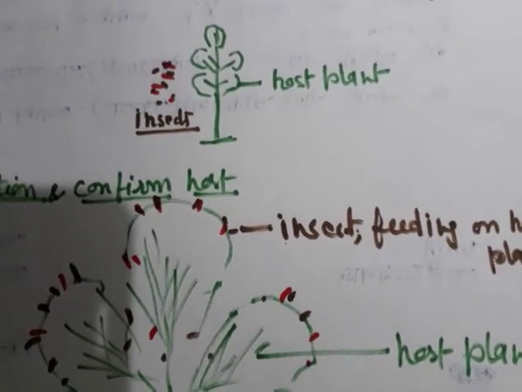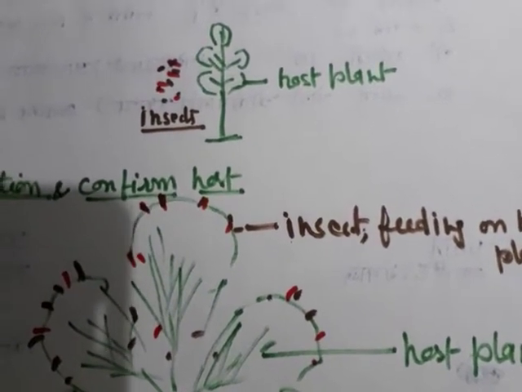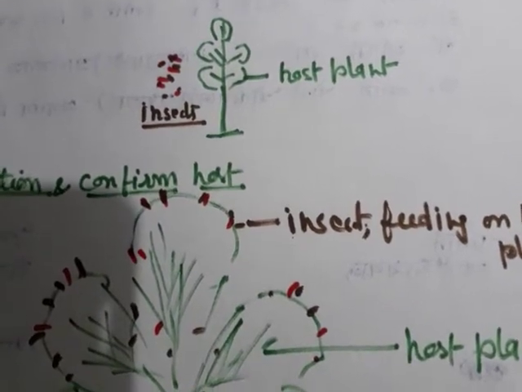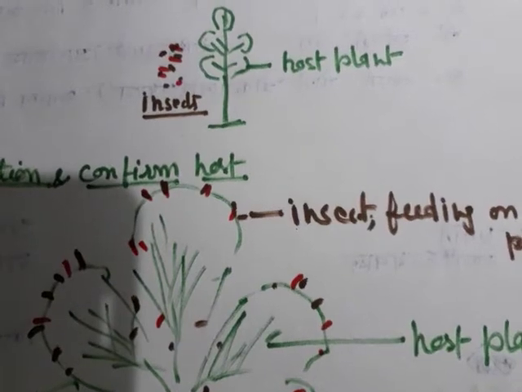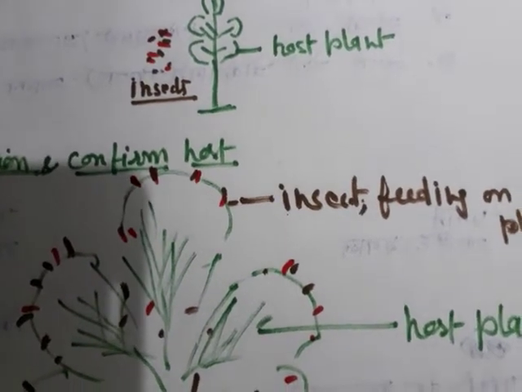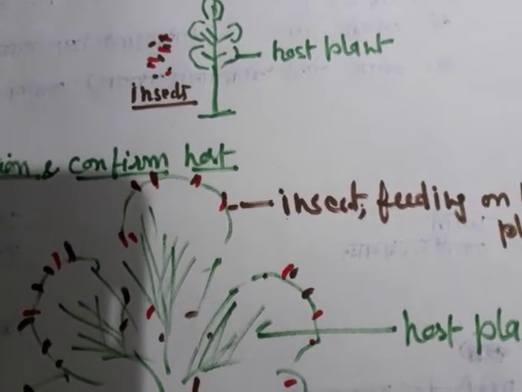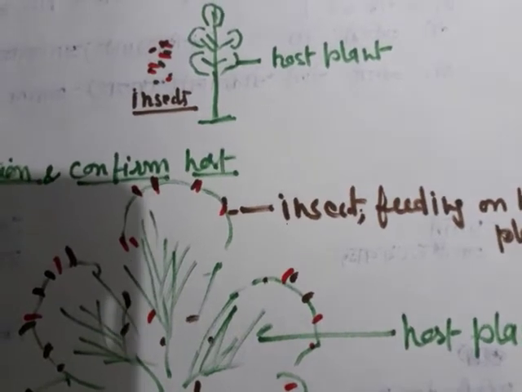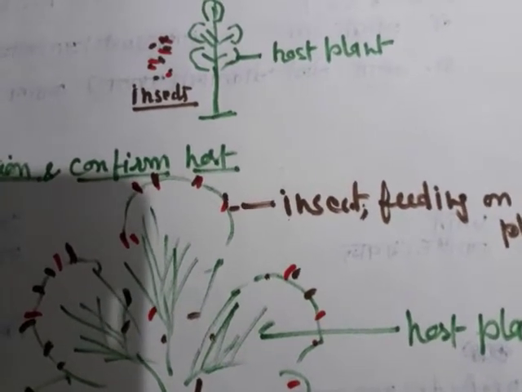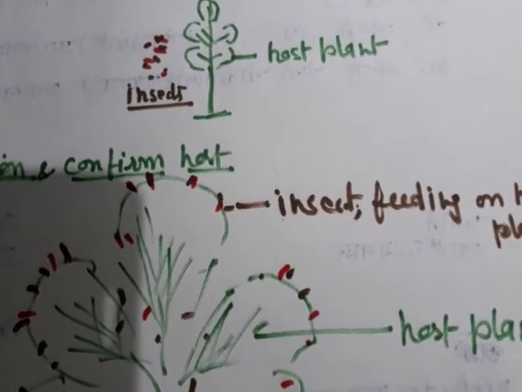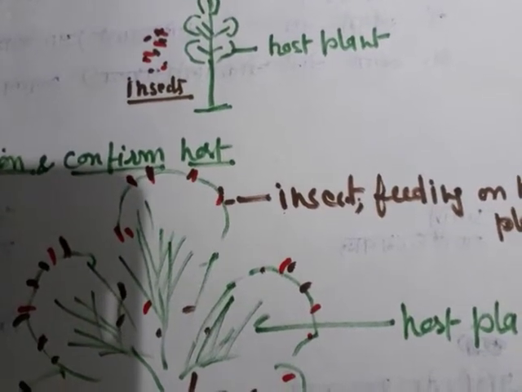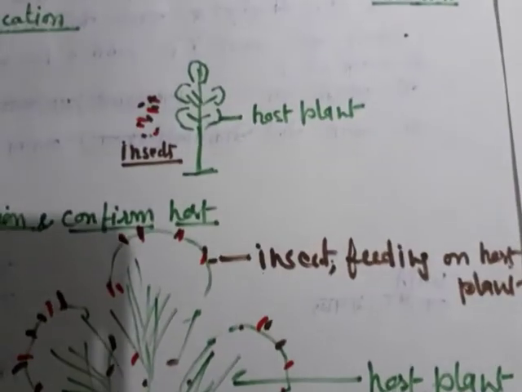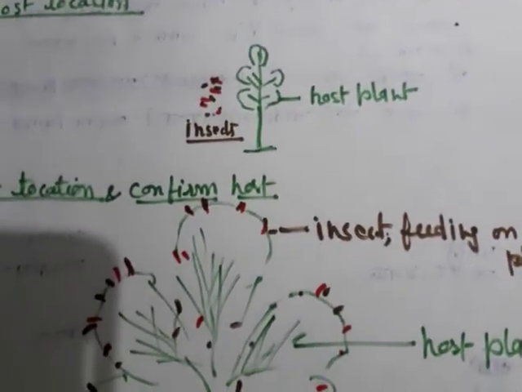Plants also show some defense mechanisms against insects. These are physical defense or chemical defense. Physical defense like color, shape, thickened cell wall. Chemical defense: some secondary metabolites are used by plants as chemical defense.